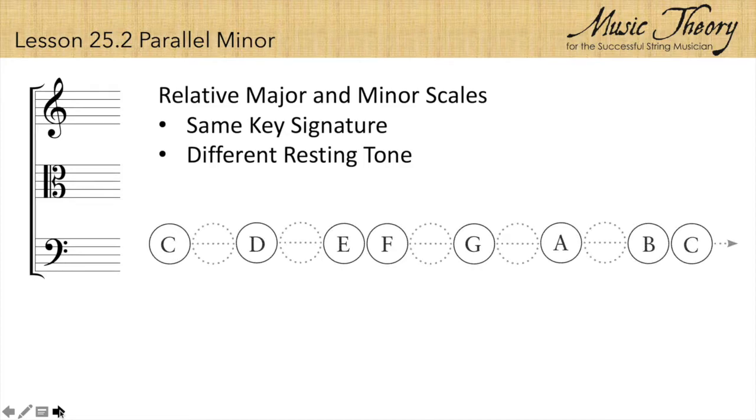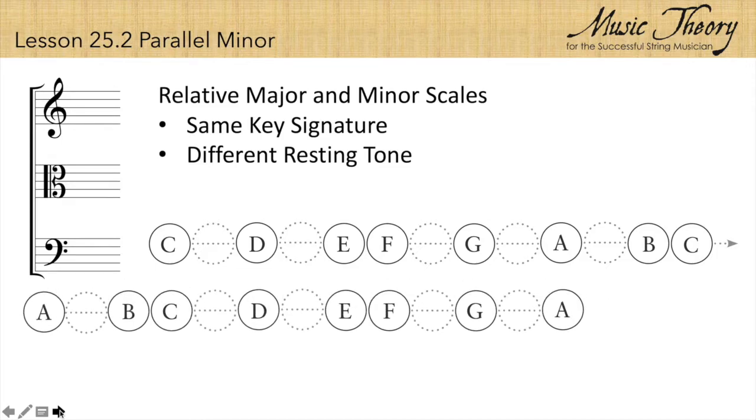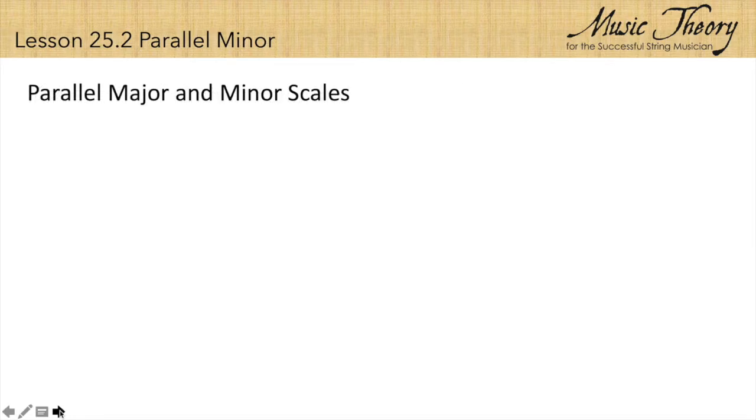For example, this is a C major scale. Its relative minor is A minor. They have the same notes, but A minor melodies are centered around and usually end on the note A, not C. In this lesson, you will learn about parallel major and minor scales.